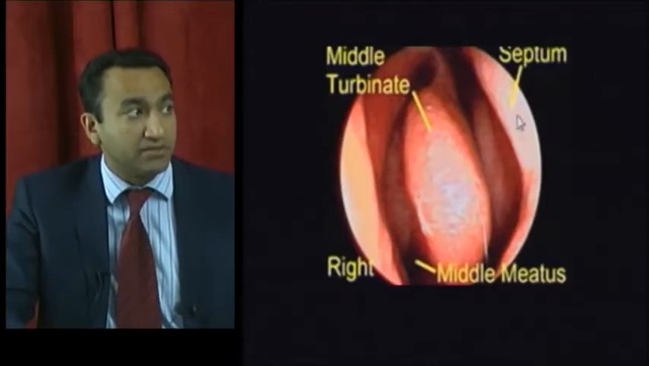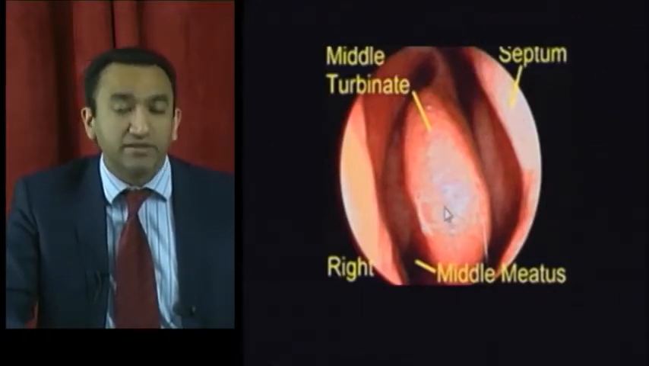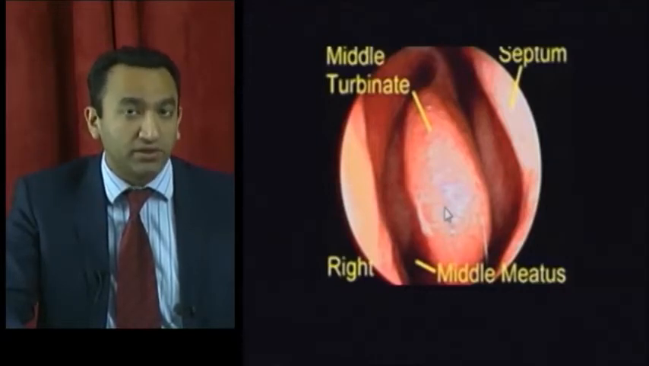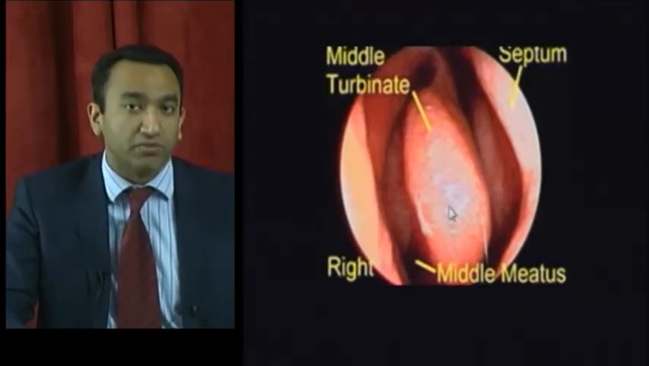This picture is looking into the right side of a patient's nose. So therefore the septum is over there. And what you're seeing over here is the middle turbinate. This or the inferior turbinate is commonly mistaken for nasal polyps, but it's not. These are turbinates, which is normal and present in every single human being.